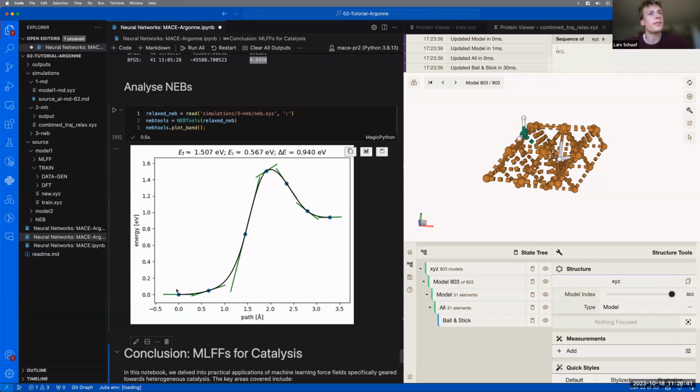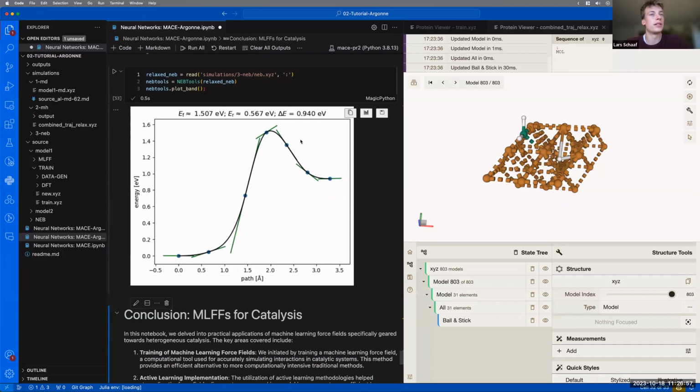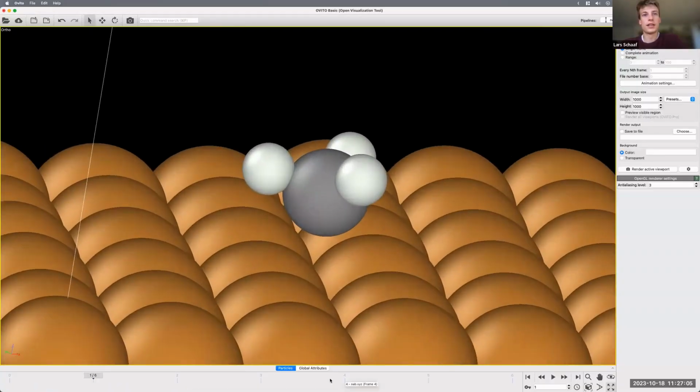Of course, you can see here that we didn't do any climbing NEB images. What you might do now is add a few more images and make sure that the transition state is actually on top of this barrier with some climbing NEB geometry optimization. But for the simplicity of this notebook, we're not going to do this. Let's have a quick look at the path. So this is the path.